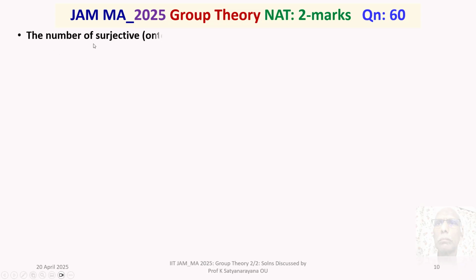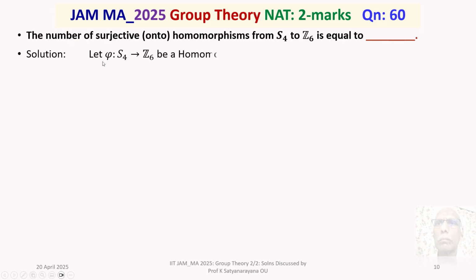Now, the number of surjective, that is onto homomorphisms from S4 to Z6 is equal to dash. Let phi be a homomorphism from S4 to Z6. Assume that phi is a surjective homomorphism.